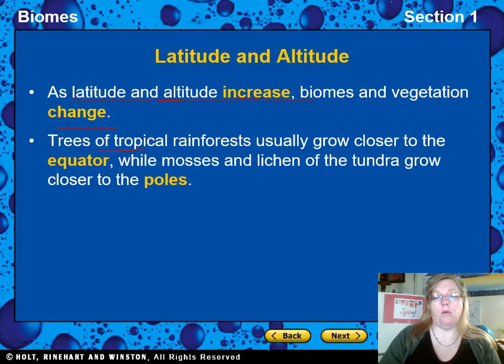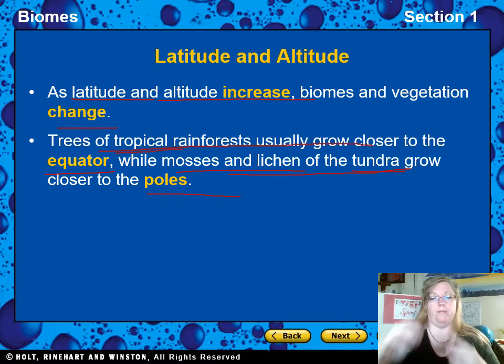The trees of the tropical rainforest will usually go closer to the equator. Think about it, every time you think about tropical rainforest, it's going to be near the equator. While mosses and lichen of the tundra, think about tundra, that's going to be near the poles, the top and the bottom of the earth.